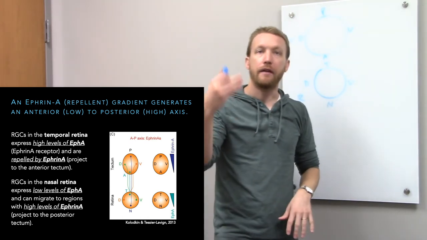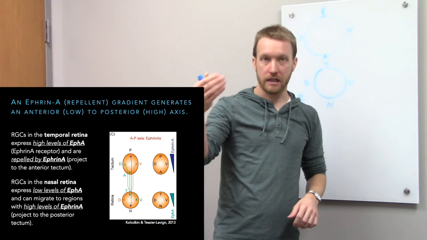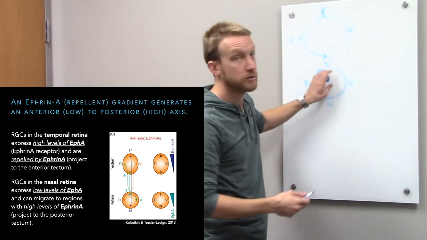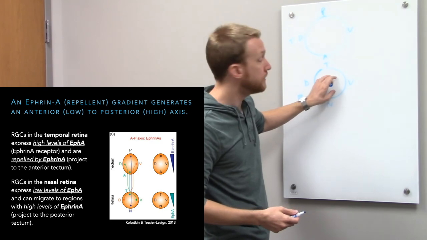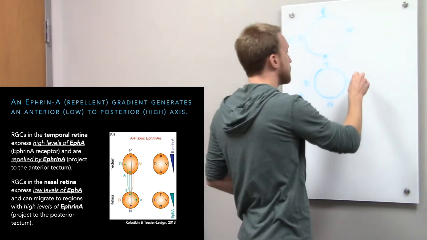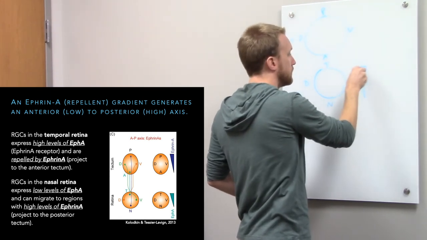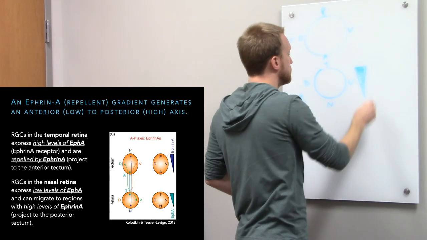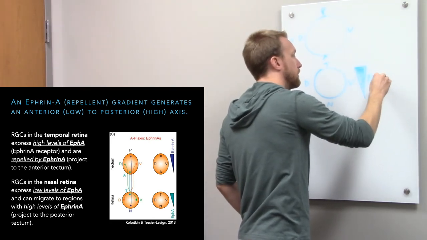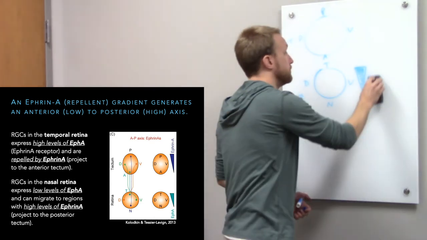So the ephrin A and the EphA gradients are going to generate that anterior-posterior axis. So we have the receptor down here. So I'm kind of limited on colors. High to low, temporal to nasal, for EphA. I'm going to put that up top. I need room.